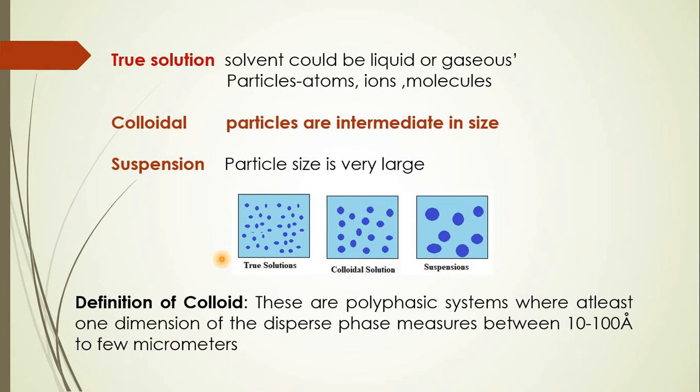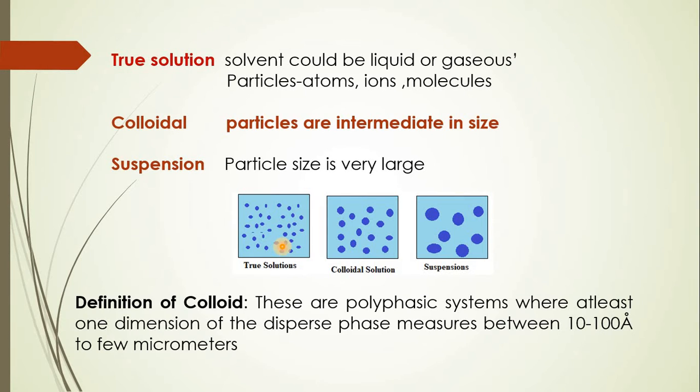Now, we'll try to understand the distinction between the true solution, colloidal solution and the suspension. Let me begin with the pictorial representation. There are three different boxes wherein the light blue color indicates the dispersion medium, whereas the dark blue balls represent the particles. You can see that in the first picture the particle size is very small and they are large in number. So this is the condition with reference to the true solution.